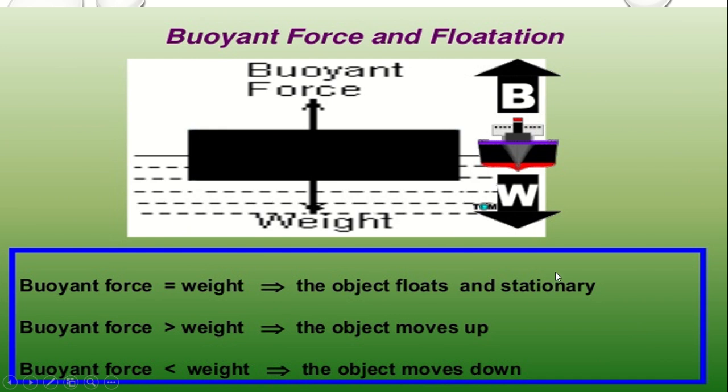Again, I want to summarize. Buoyant force and flotation: if buoyant force is equal to the weight of the object, the object floats and is stationary, being immersed in water. If buoyant force is greater than weight, then the object moves up. Look at the ship. If buoyant force is less than the weight, then the object moves down. Look at here.